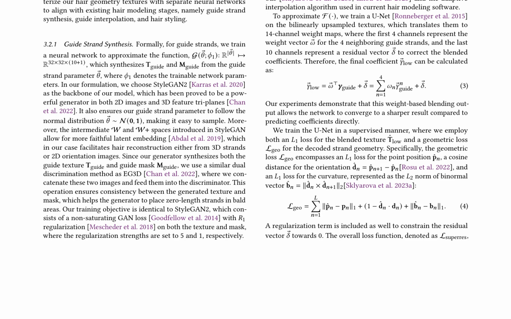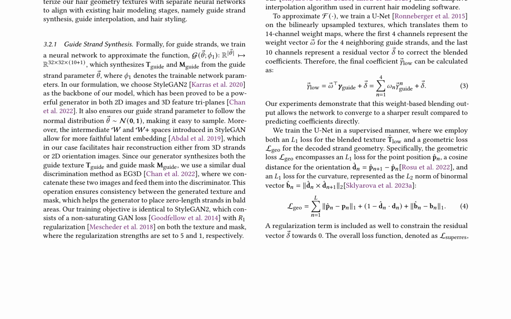The authors also introduce a 2D parameterization of hairstyles on the scalp surface as a regular texture map, referred to as a hair geometry texture, which is downsampled to 32 by 32 to represent guide strands. A separate neural network is employed for guide strand synthesis, aligning with existing hair modeling stages, including guide strand synthesis, guide interpolation, and hairstyling. The training objective is identical to StyleGAN2, consisting of a non-saturating GAN loss with R1 regularization on both the texture and mask.